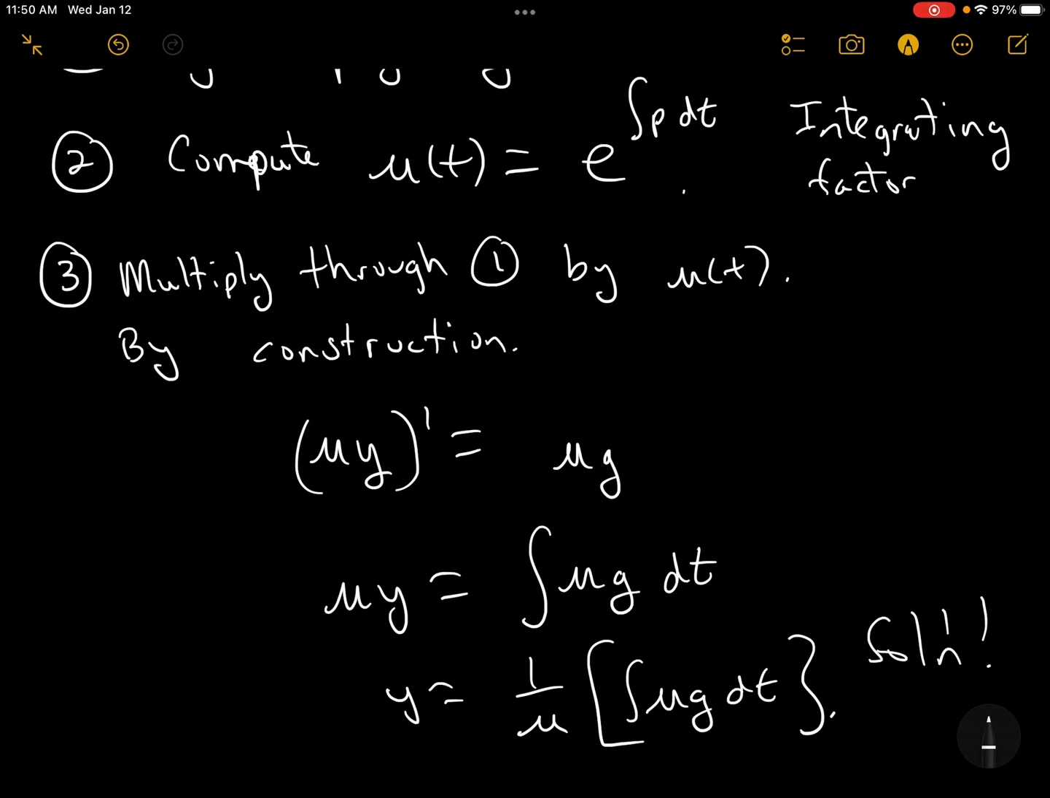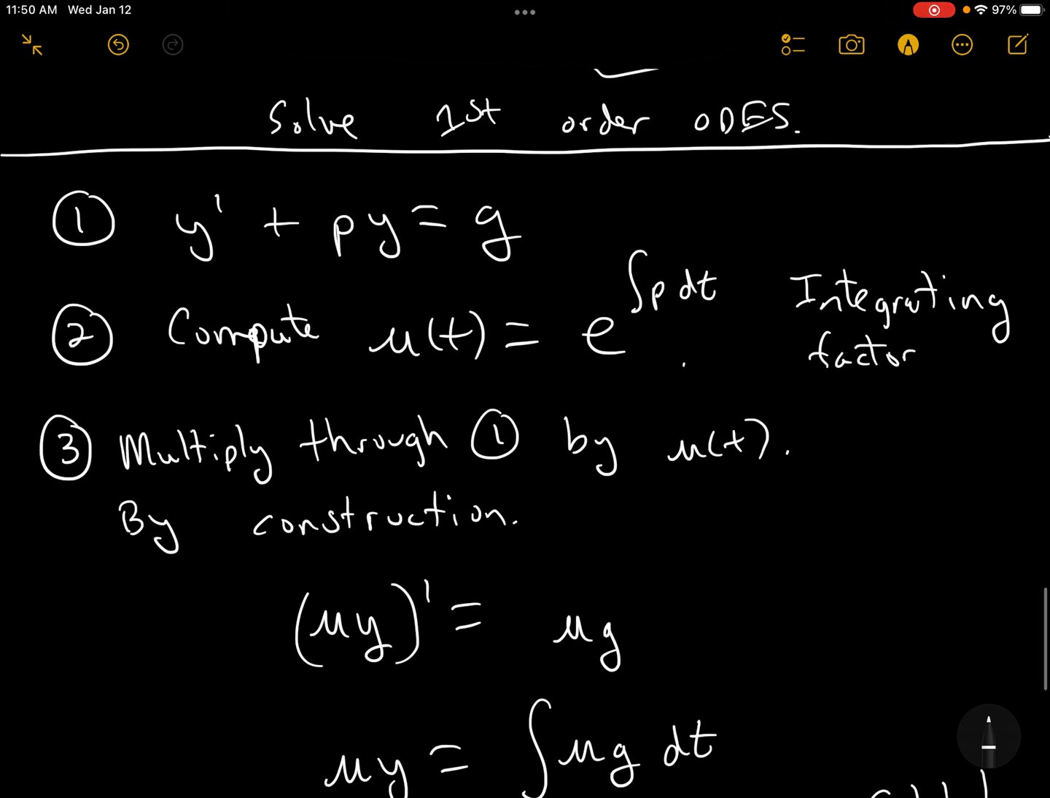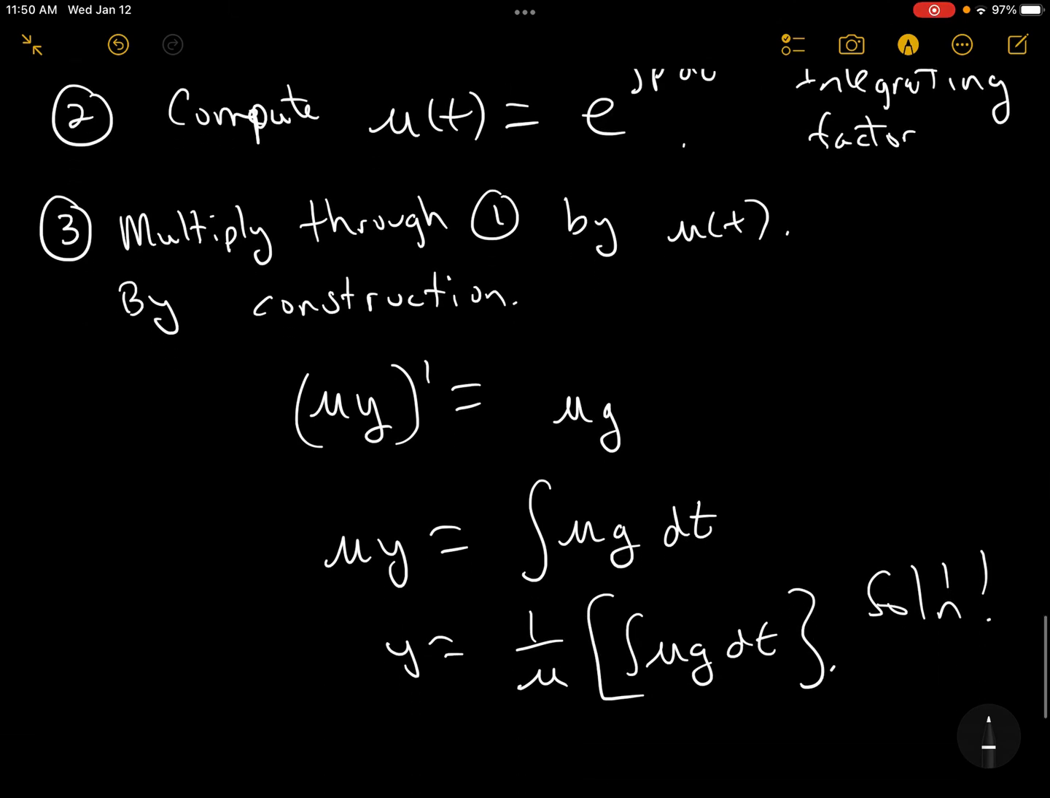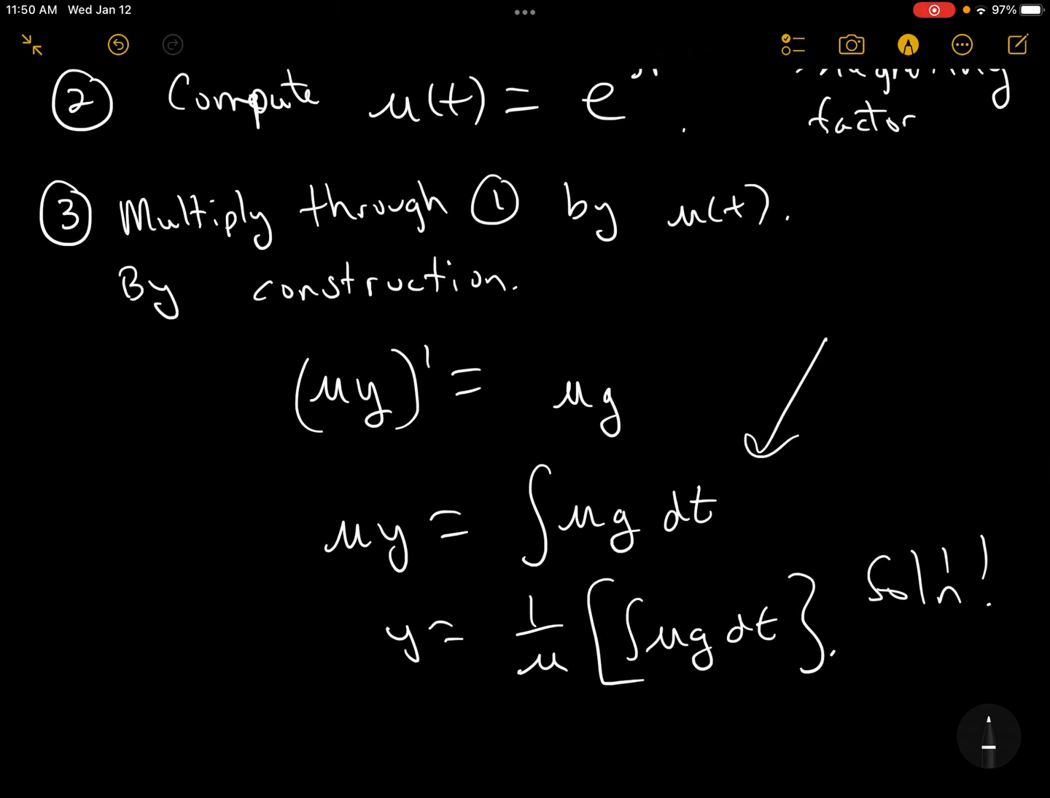Right, so the whole thing really boils down to 1, putting it into the right standard form, 2, computing this mu, where a lot of trouble can be found, and then 3, doing this grunt work, integrating and using the FTC. All right, let's do some examples here.